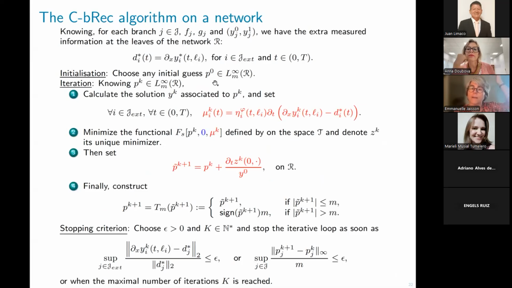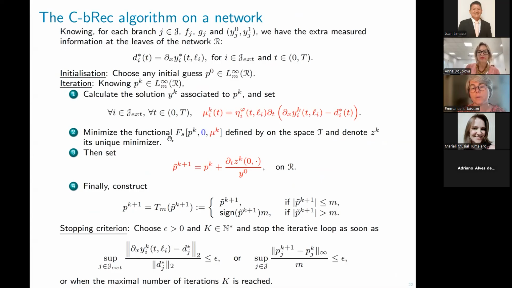So you take what you want as P0. Maybe you can take P0 is equal to 0, and you define recursively your pk like that. First, you calculate this mu k. So eta is known, d star is known, it's what you have measured, and you calculate the solution yk associated to pk, and so you have this mu k. Once you have that, you minimize your functional f with pk, which is known, 0 here, because you don't know the source term, so you take 0, and this mu k that you just calculated before, and you define a new intermediate potential p tilde k plus 1, like that.